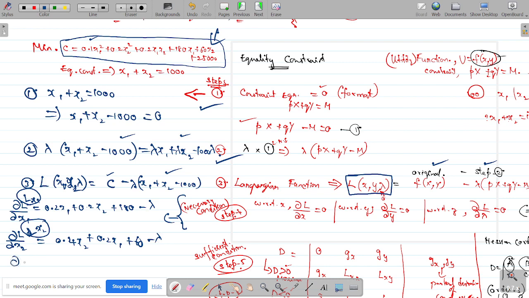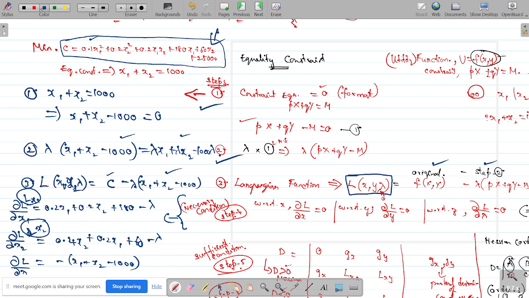Then I have to work out dou L by dou lambda. In the C function there is no lambda, so it all vanishes. And here you will find minus of x1 plus x2 minus 1000. So this is the necessary condition. You have to equate it to 0. So shall we equate all of these to 0?